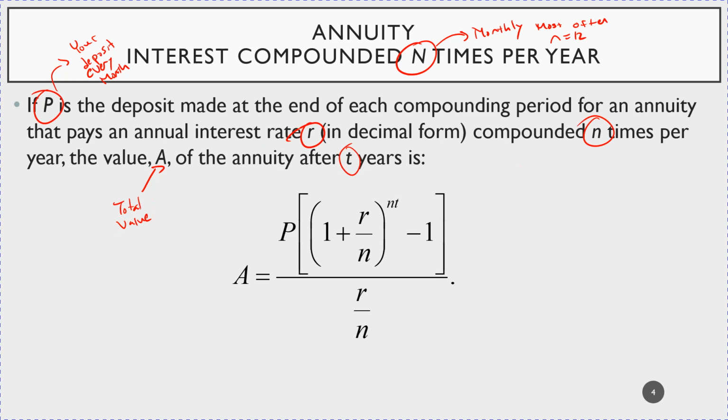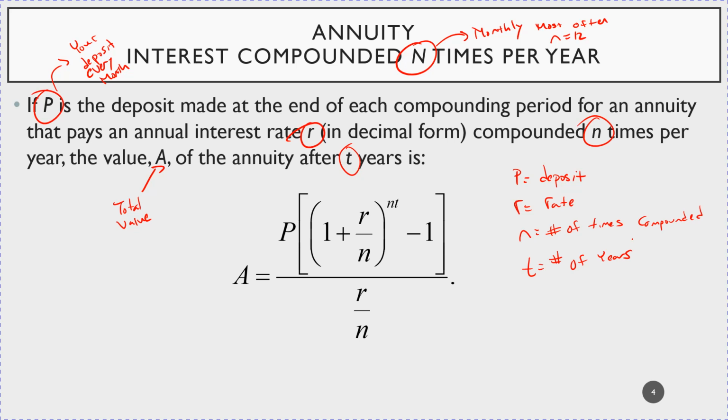So you're going to need to know four things. P, which is the deposit. R, the interest rate. N, the compounding times per year. And T, the number of years. The value A of the annuity after T years is given by this formula.